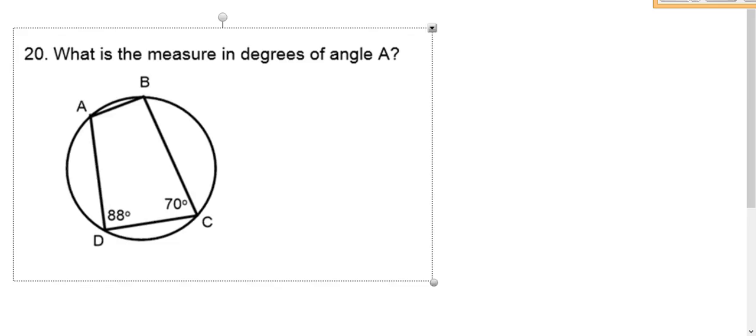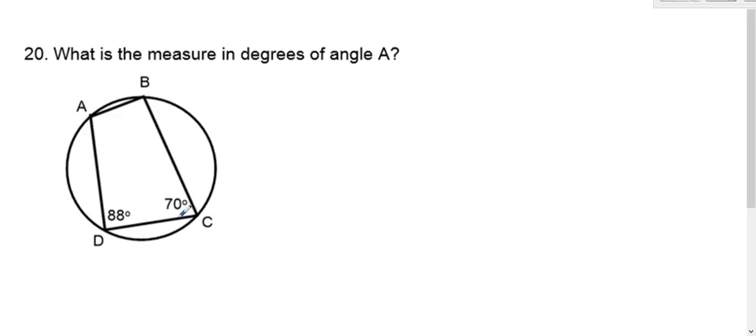Here we have a quadrilateral inscribed in a circle. When you have a quadrilateral inscribed in a circle, angles that are opposite each other, that are across from each other, will always add to 180. So angle D and B will add to 180. Angle A and C will add to 180. We're trying to find angle A. A and C add to 180, so it would be 180 minus 70 is 110.